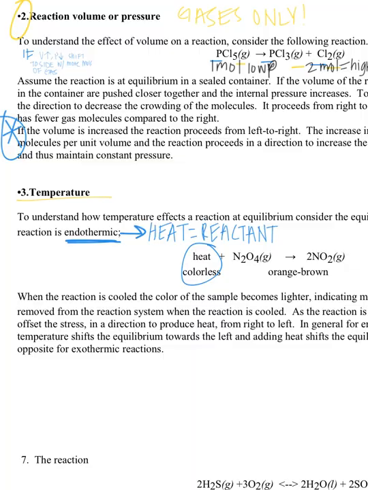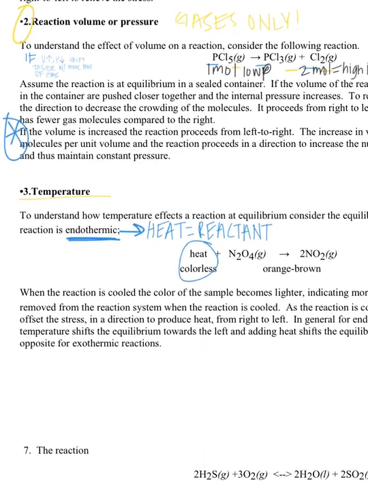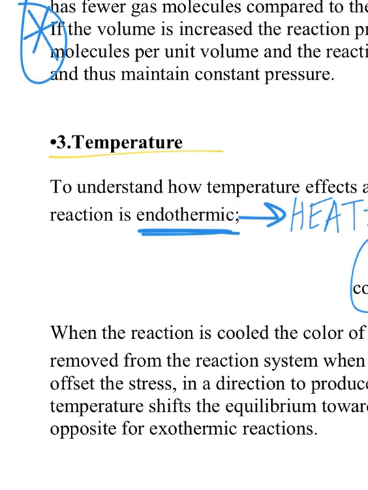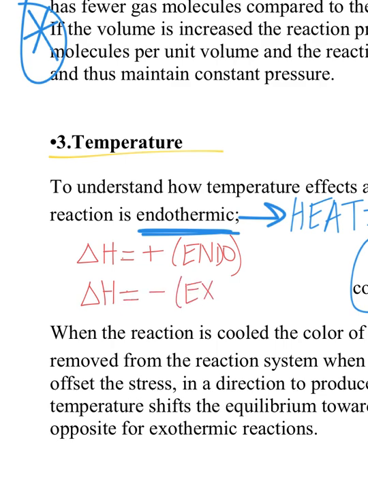All right, so we should probably make a note of this too. Delta H for this reaction is going to be positive, because they just told us it was endothermic, so it's taking that heat in. Delta H is negative for an exothermic reaction because it's giving it off, so you're losing heat. And like I mentioned a second ago, heat is the product.